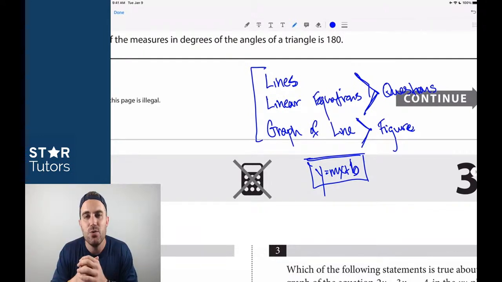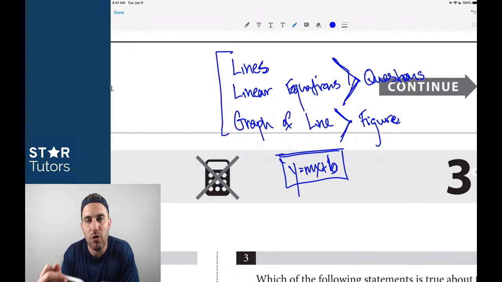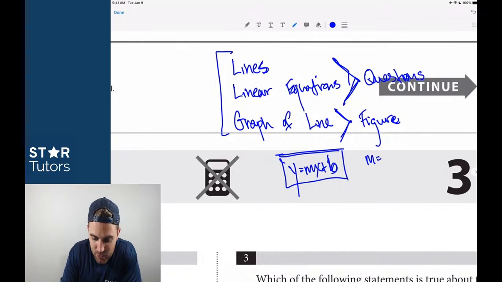So the first thing you want to be doing is to think about y equals mx plus b, because it allows you to recognize that there are three components of this equation, and every single one of them applies to a line. The first one is the m, which is obviously the slope. Everyone's familiar with that.